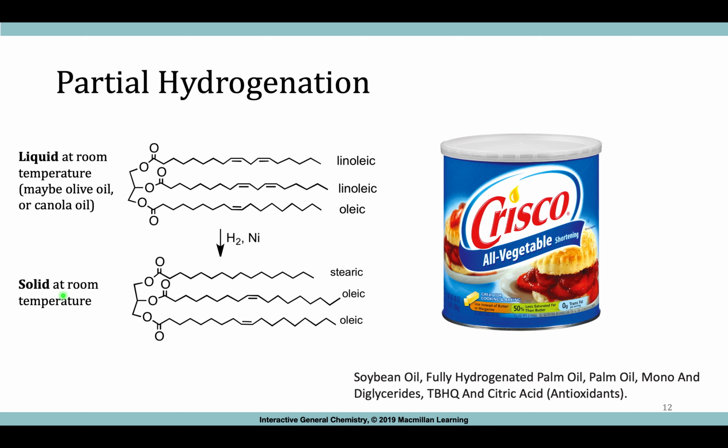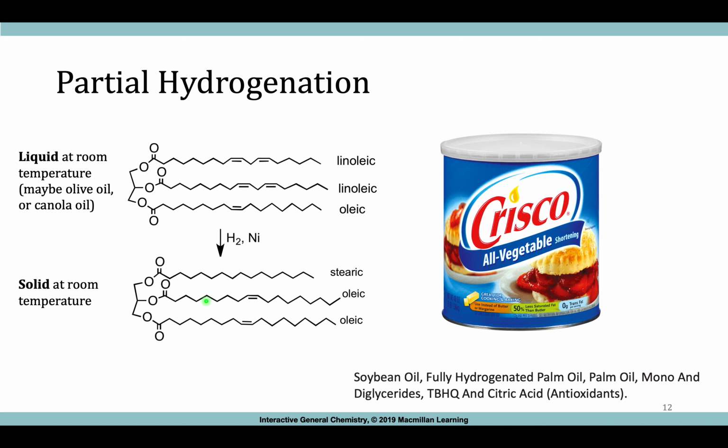So this would be a solid at room temperature. We essentially made an artificial butter by taking liquid room temperature olive oil, and anytime we get these more saturated groups, it now takes more energy to melt this. So this becomes a solid at room temperature.